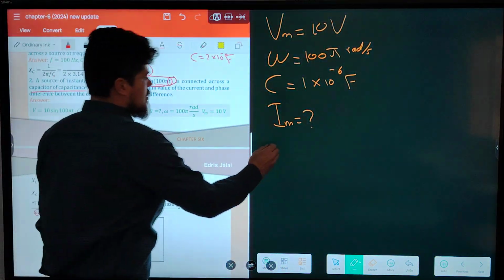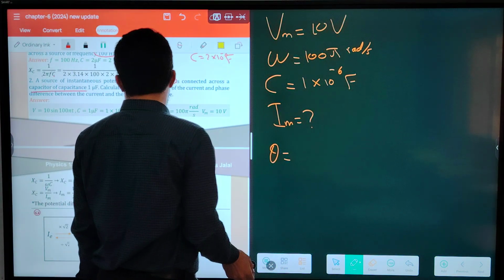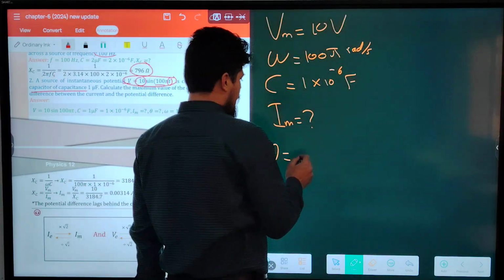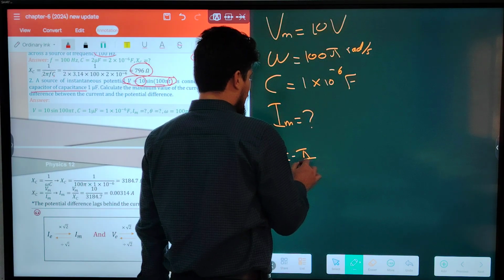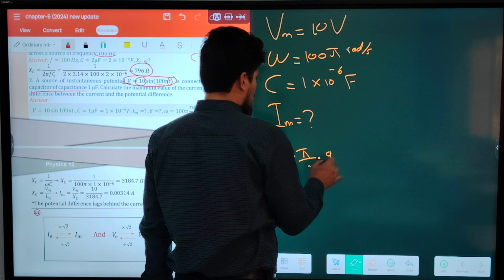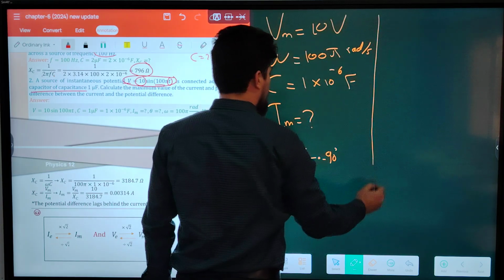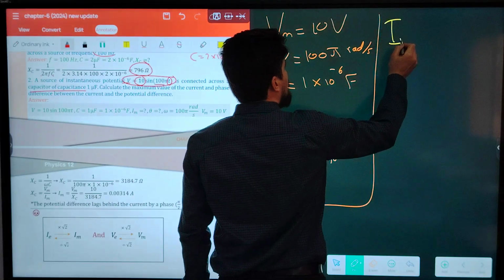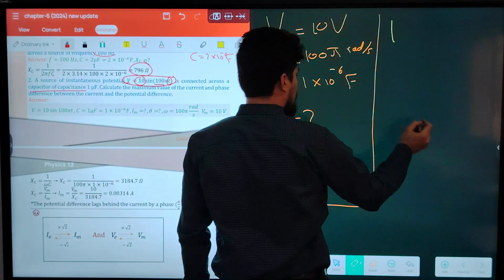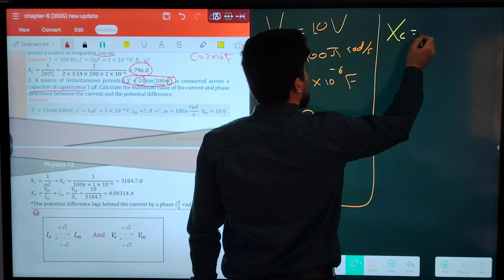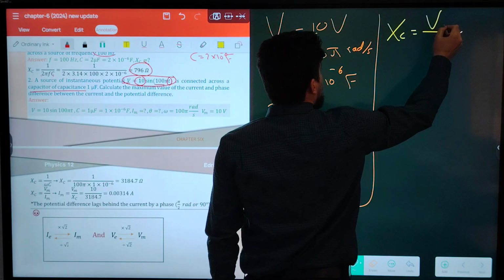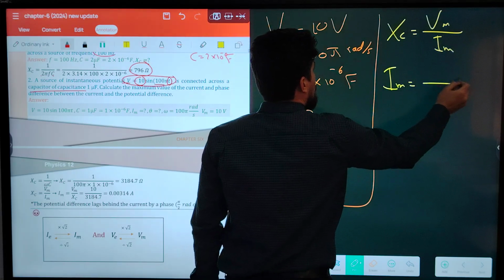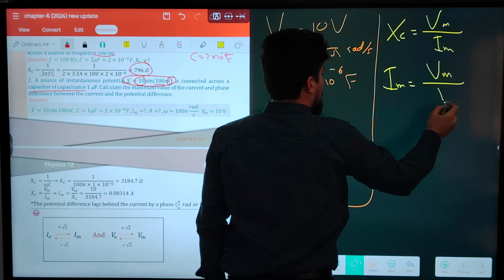And the phase difference. Phase difference is equal to π/2, and the potential difference lags behind the current. Okay? It lags behind the current by π/2, or negative 90 degrees. How can we determine Im? Guys, look. XC is equal to Vm over Im. Im is equal to Vm over XC.